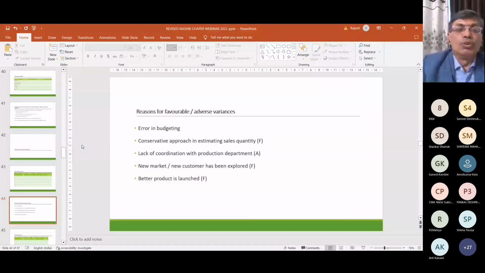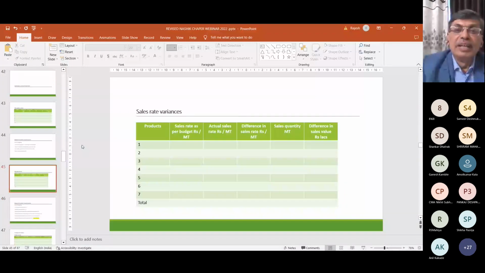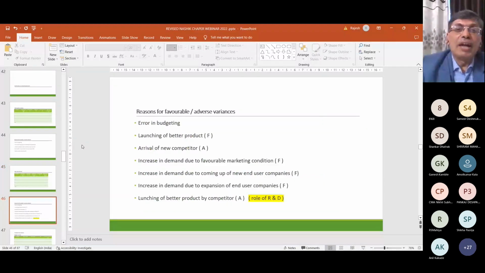Now sales rate variance. So sales rate as per budget, actual sales rate which has been realized, difference in sales rate, sales quantity, and this is the difference in sales value, which is the summation of column 3 and column 4. Again, it may be favorable, it may be unfavorable. Reasons for favorable and adverse variances. First is error in budgeting, human capital, but these mistakes can be rectified. Next year, it can be more realistic.